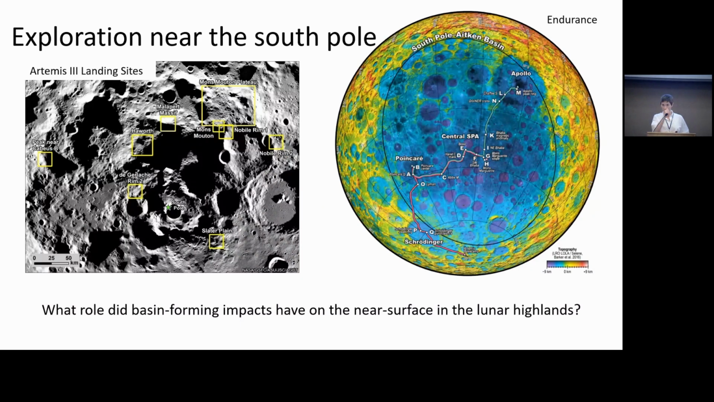As we are all familiar, probably in this room, there is extensive planned upcoming exploration of the region near the south pole of the moon. So, an excellent question to ask at this period of time is, what role did basin-forming impacts have on the near-surface structure in the lunar highlands in the region near the south pole?